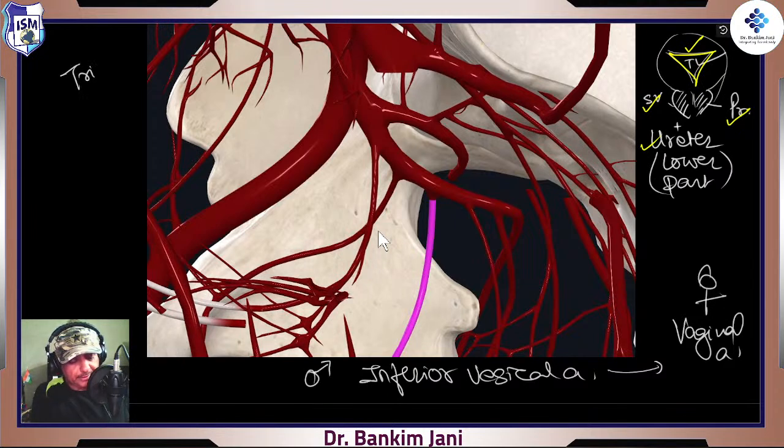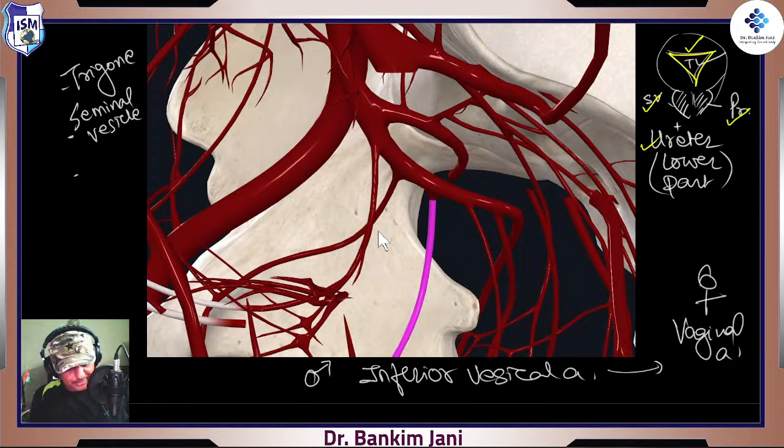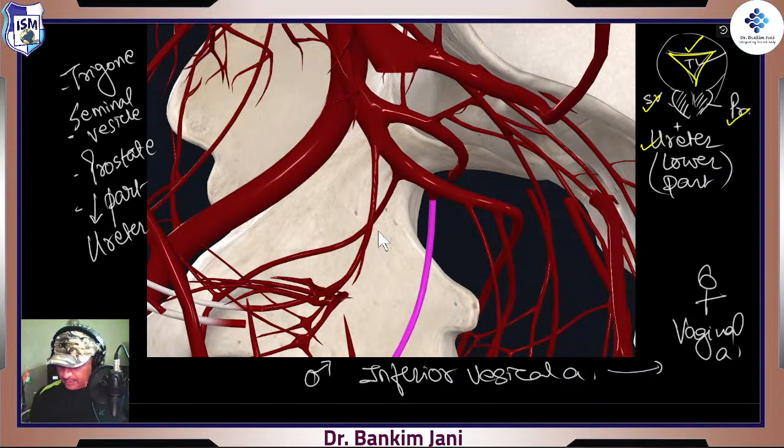So I'm writing trigone, seminal vesicle, because there was one suggestion to write everything. Sometimes when we watch the video we do remember, but then what was SV, it becomes difficult. No problem, it happens. Unless you tell me, I won't be knowing it. Prostate and the lower part, this way we can write lower part of ureters. So that's how they are supplying.